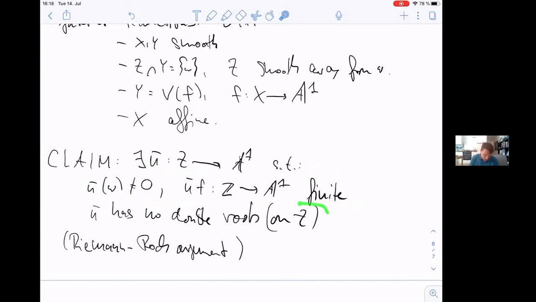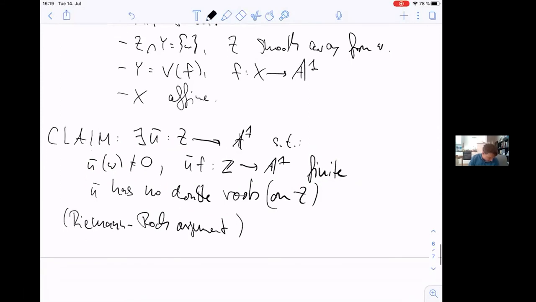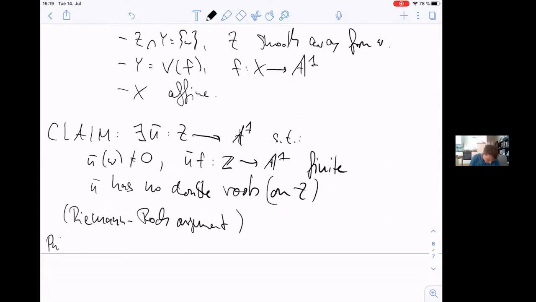And then how do you make sure it doesn't have double roots? It uses the fact that fields of characteristic zero are infinite, right? Because I could always add some constant on it and then generically it will have no double roots. Okay, so let's believe this for now. And then what I do is I put phi one equal to this product.